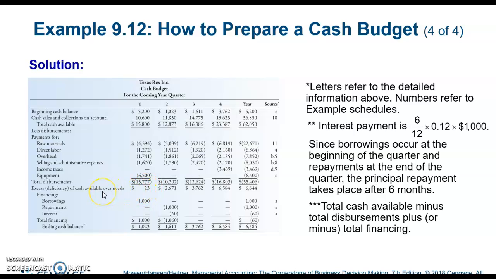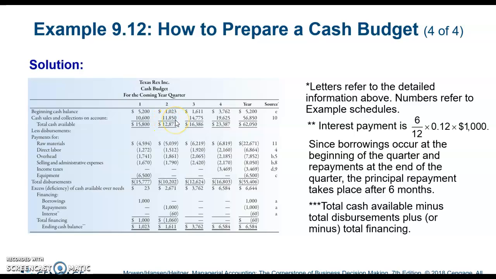Okay, and that's not enough. The policy says that we have to have at least $1,000. So to be able to keep to the policy, we're going to have to borrow $1,000. Okay, and so then our ending cash balance will be the $23 we have left over plus the $1,000 we're going to borrow from our line of credit or something, and we'll have then $1,023 in our checking account. Now, the ending balance of the first quarter becomes the beginning balance of the second quarter. So we start out the second quarter with the $1,023.